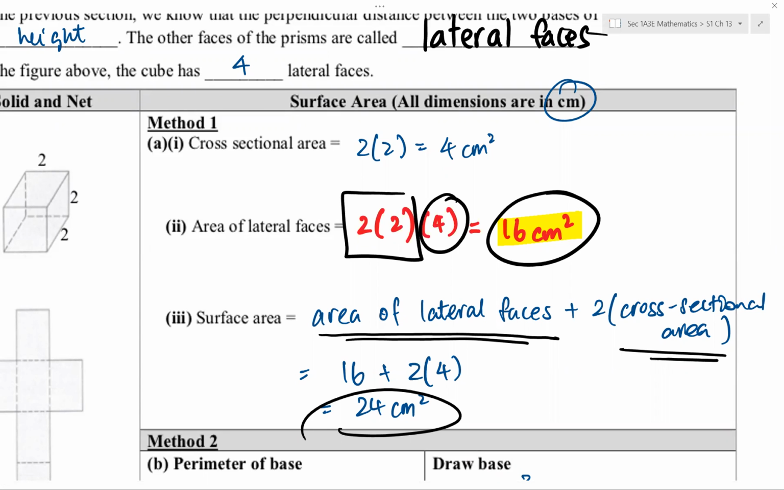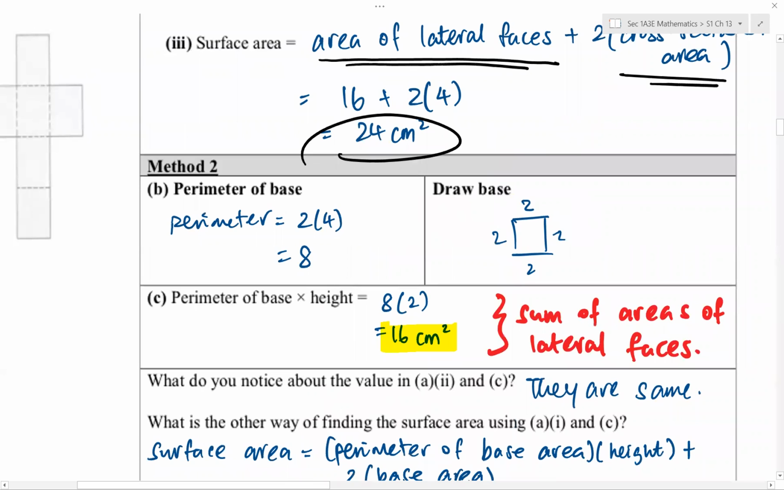I am recommending method number 2. So listen carefully to method number 2. This is where it ties in with your previous chapter, why I kept emphasizing on base area. Now in method 2, after you have identified the uniform base, the cross-sectional area, all very proficient at that already. Once you have identified that base area, draw the perimeter of that base area. We are going to find the perimeter first. Then, once you have the perimeter, just take the perimeter times the height.